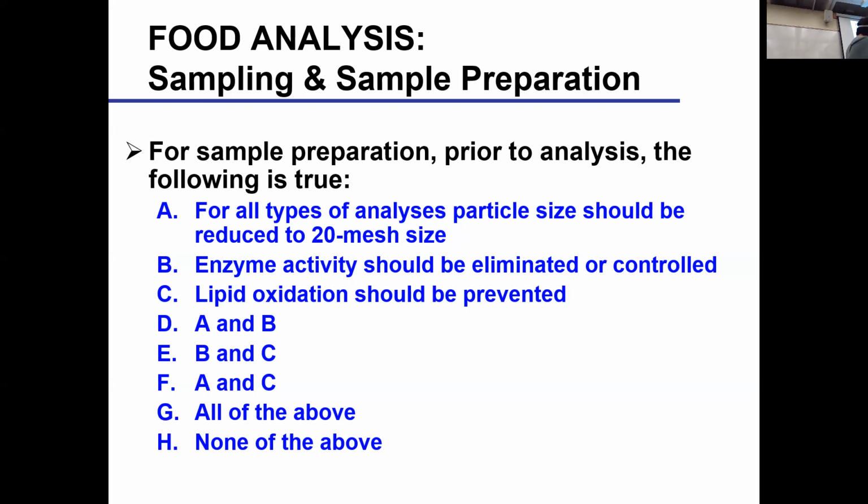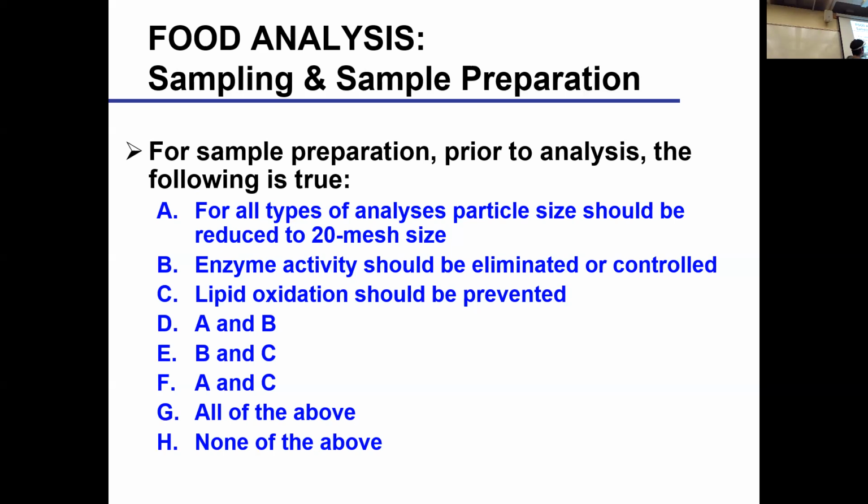Okay, it's B and C. So for a lot of analysis we do, 20 mesh is okay. Protein analysis, moisture analysis, it's okay. But some analyses require extraction, for example lipid analysis, which requires us to extract lipid using solvents. The recommended mesh size is 40. The bigger the number, the smaller the openings in that 1 inch, so that means smaller particles. When we're extracting, we want more surface area, so basically you want smaller particle size.